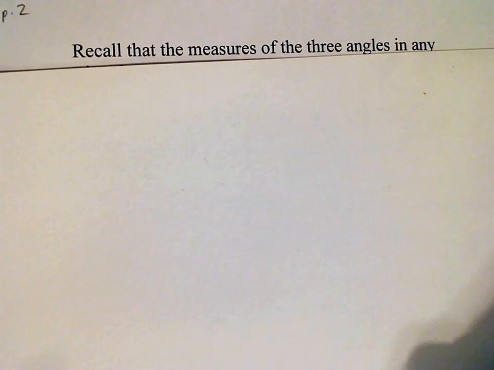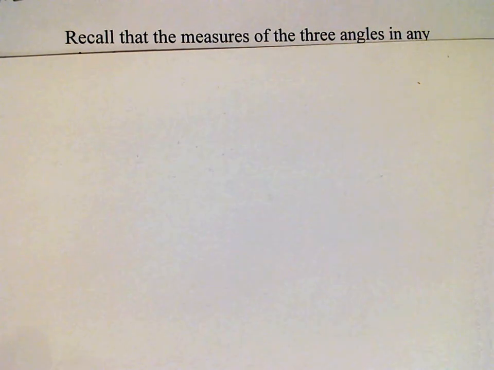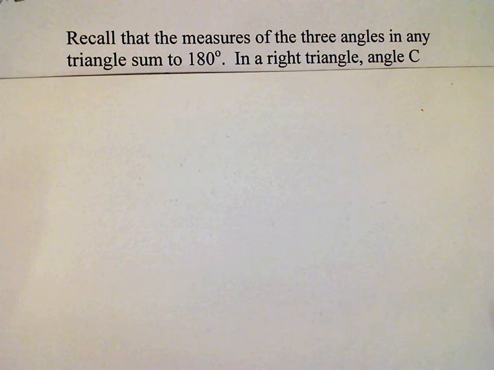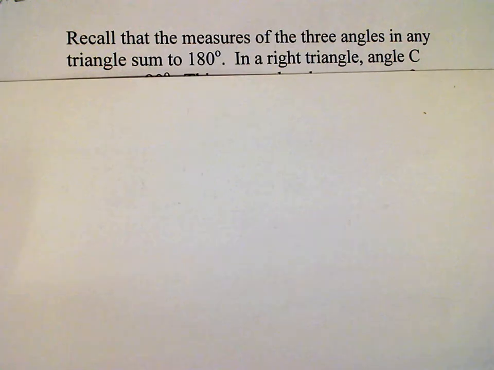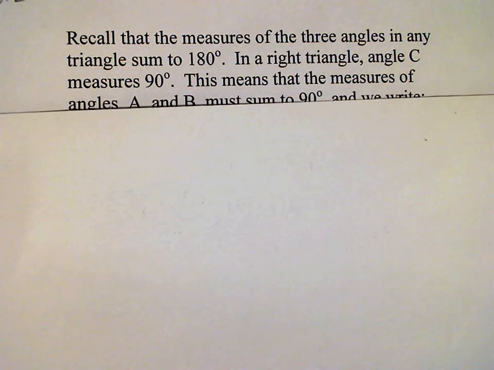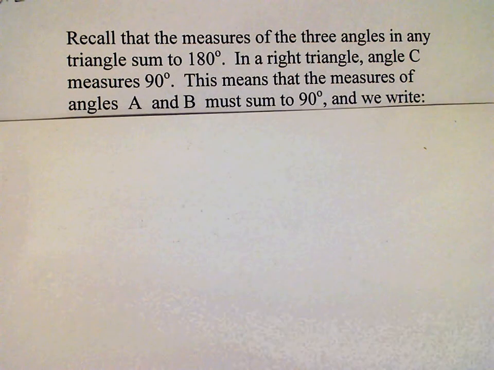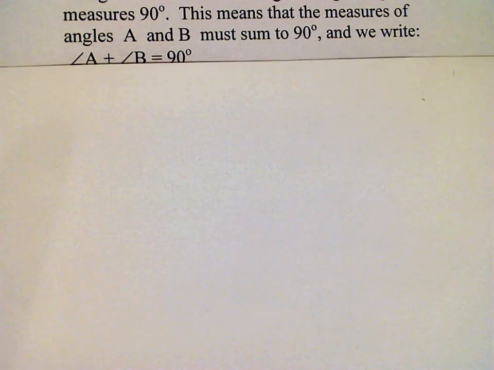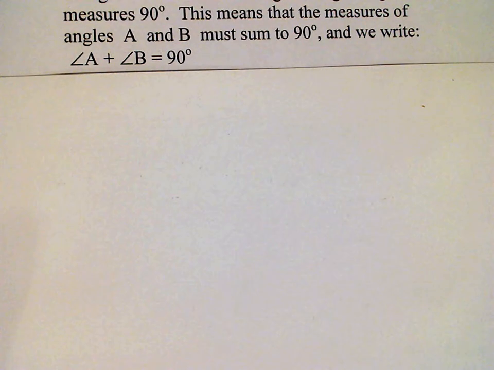Now, one other thing I think you probably remember is that the sum of the measures of the three angles in any triangle, not just right triangles, those angles sum to 180 degrees. Now, in a right triangle, remember that angle C has measure 90 degrees, and therefore the measures of the acute angles A and B will always sum to 90 degrees in a right triangle. And so we can write it in a formula as this compact notation here.